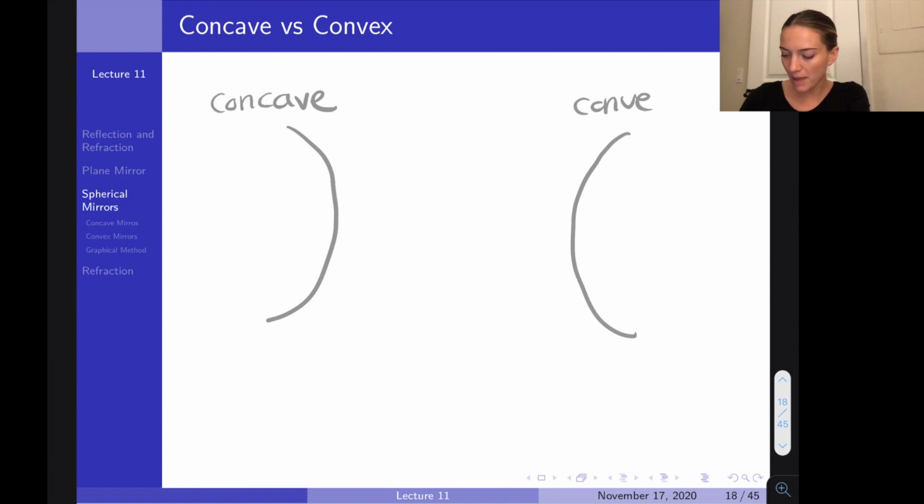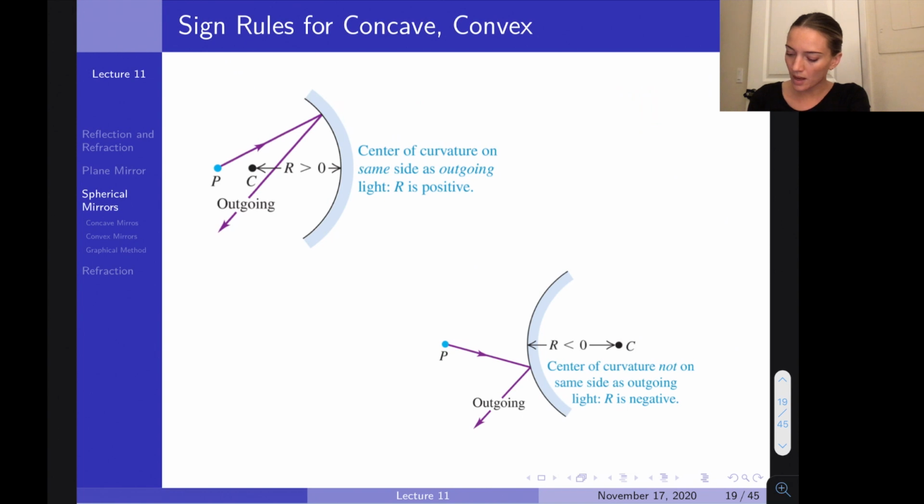Now it matters what side the light is coming in on. In both of these, I have light coming in from the left. If I had light coming in from the other side, it would switch which one's convex and which one's concave. So if the light's coming in here and the mirror makes a little cave, that's concave. And if the light is coming in over here and the mirror bulges out, that's convex. We're going to be looking at concave lenses first.